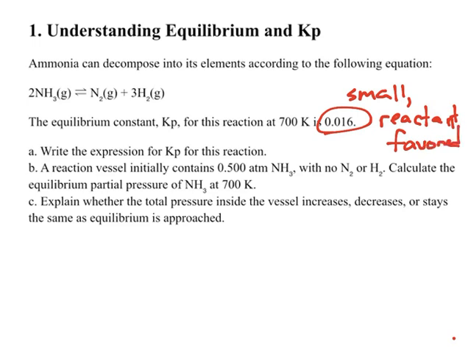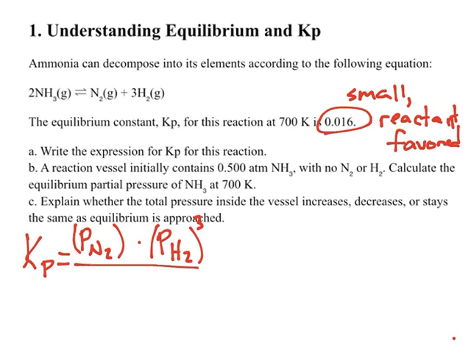Okay, so part A, write the expression for Kp for this reaction. Well, we want a Kp. Kp is equal to the partial pressure of the products. So the partial pressure of nitrogen, I'll put in parentheses just for some clarity, times the partial pressure of hydrogen, which has a coefficient of 3, so we'll have a power of 3 here, over the partial pressure of NH3, and that NH3 will be squared since there's a coefficient of 2 out front. So there is the expression for Kp for this reaction.